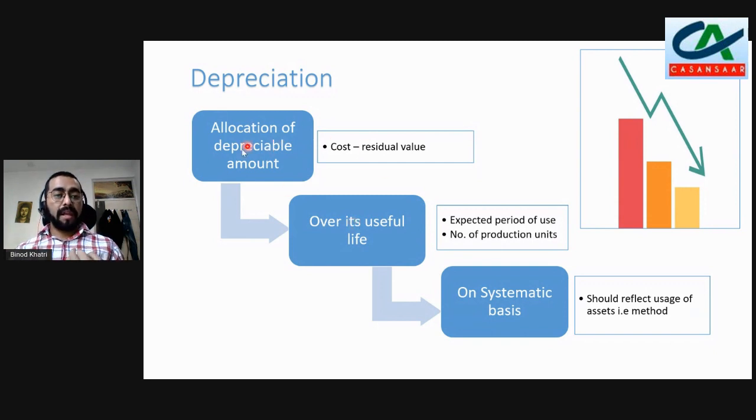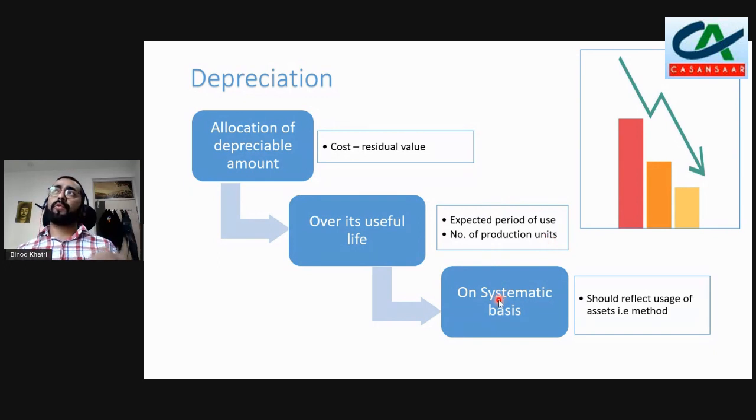Let's revise. Allocation of depreciable amount. Depreciable amount was that 20,000 in case of AC, and over its useful life, where for AC the useful life is 5 years, on a systematic basis. We are expecting, in case of AC, 20,000 divided by 5. 4,000 would be the depreciation for that AC we need to charge over the 5 year life of that AC. So that will be the depreciation. 4,000 will be the depreciation, and basis of depreciation should be systematic.